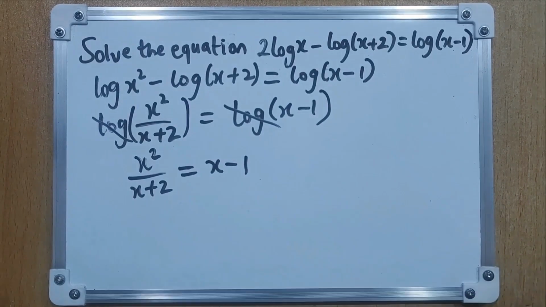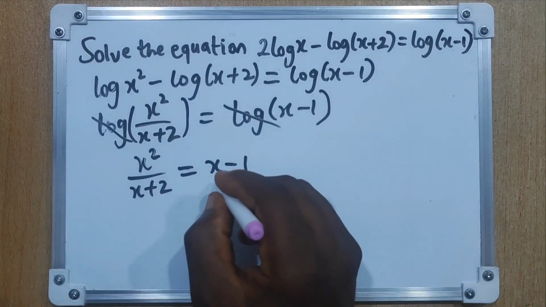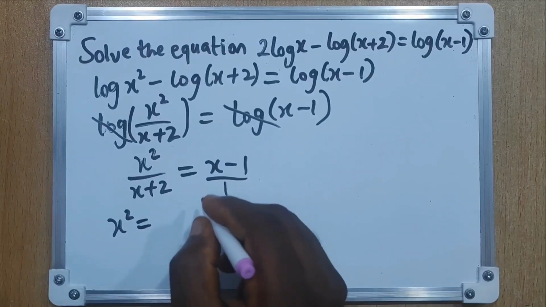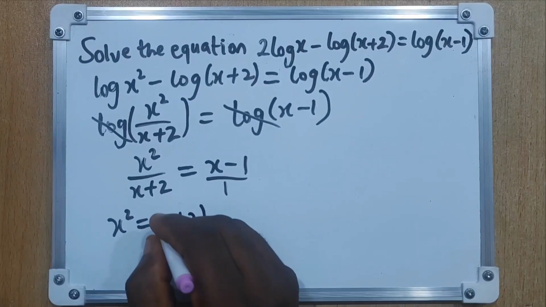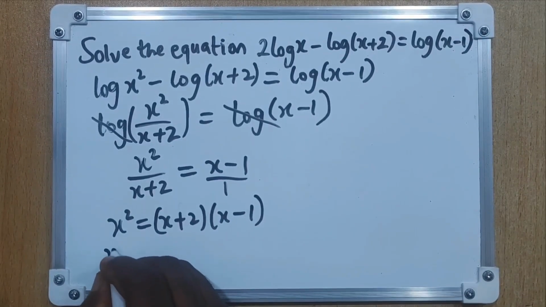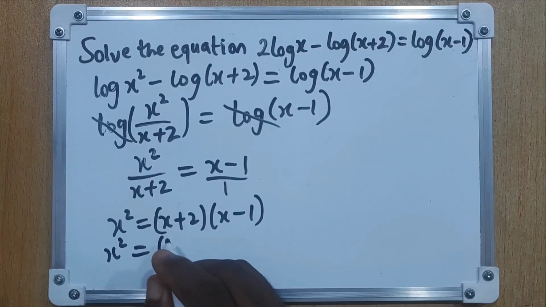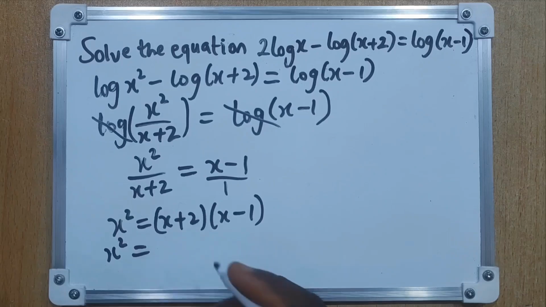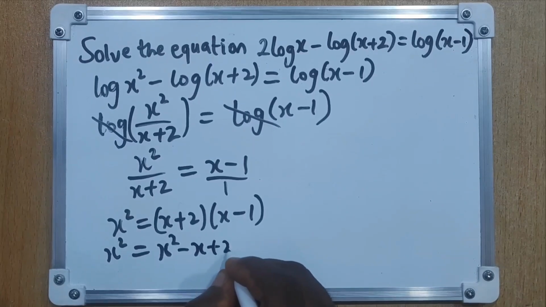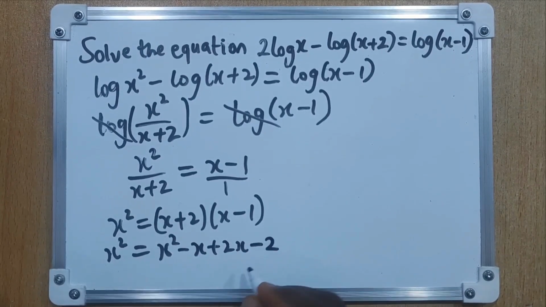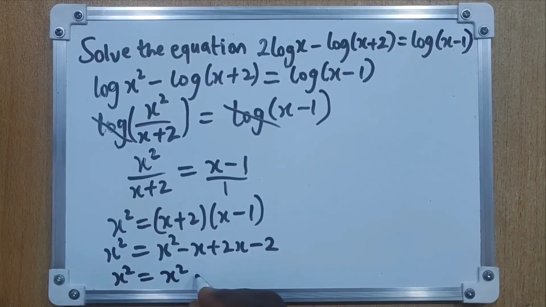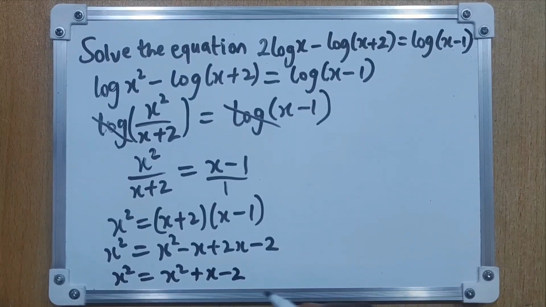At this point I can simply solve the way I would solve a normal equation. Now if I say this is over 1, I can easily cross multiply, and x squared times 1 is x squared, and that's equal to x plus 2 into x minus 1. If I expand this side of the equation, it's going to be x squared minus x plus 2x minus 2, and so this is going to be x squared equals x squared plus x minus 2.